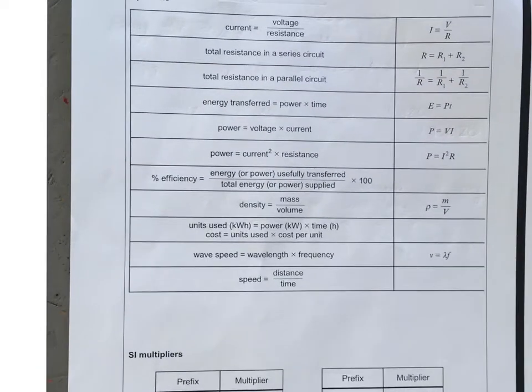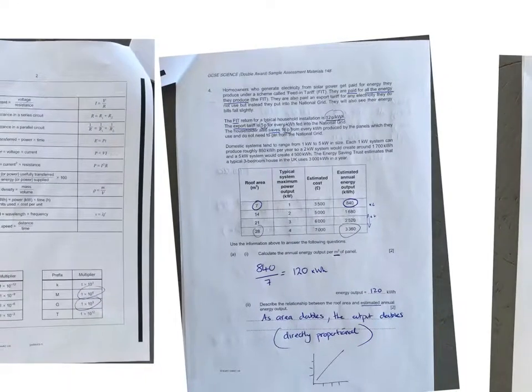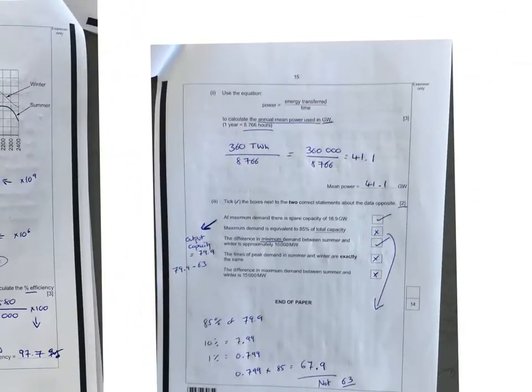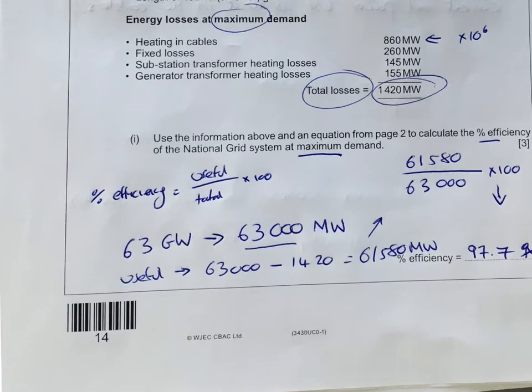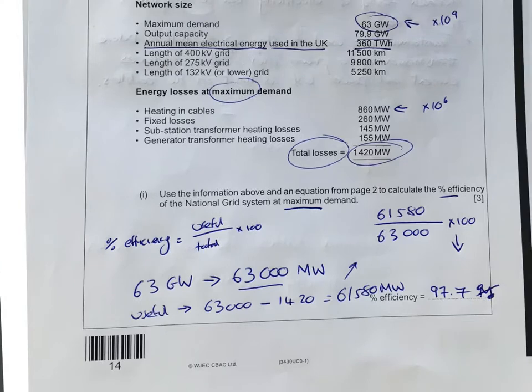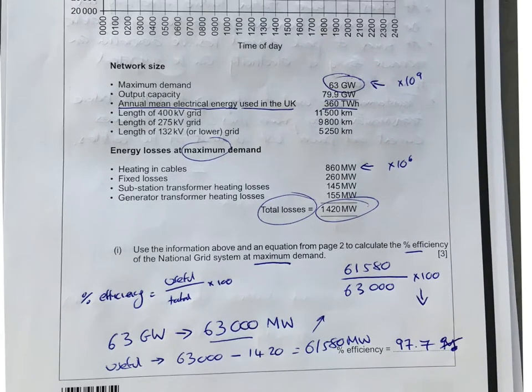So the efficiency equation there is useful over total, times 100, because it's a percentage. Where am I? I'm on the wrong page. So I've written that there, and then I've just got the figures from the table. So what is the useful energy? Well, I don't know that yet. I've got my wasted energy, and I've got my maximum demand, my total energy. So my maximum demand is 63 gigawatts.